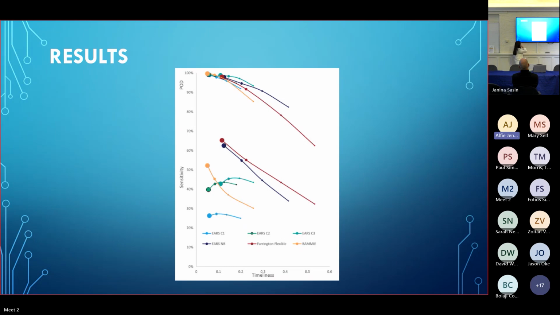Now, if you look at the probability of detection, we can see that RAMMIE performs best, and still the Farrington method has the worst timeliness. For us, obviously, because it is designed to work weekly rather than daily.